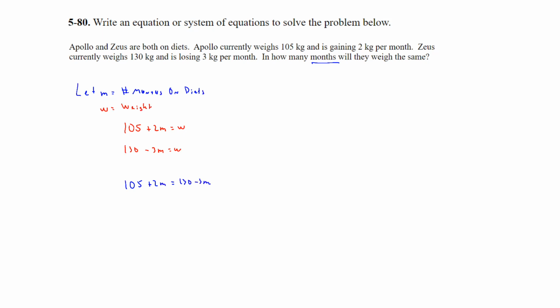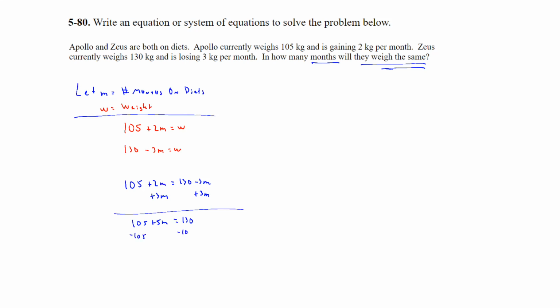Now, if you didn't include the second variable of W being weight, that's fine. You could have gone right to this equation based on just the number of months, because it does say they want to know when the weight will be the same. That would have been fine too if you didn't create the second variable on this one. So we'll solve by combining our like terms, or at least getting them on the same side first. So plus 3m, that's 105 plus 5m is equal to 130.